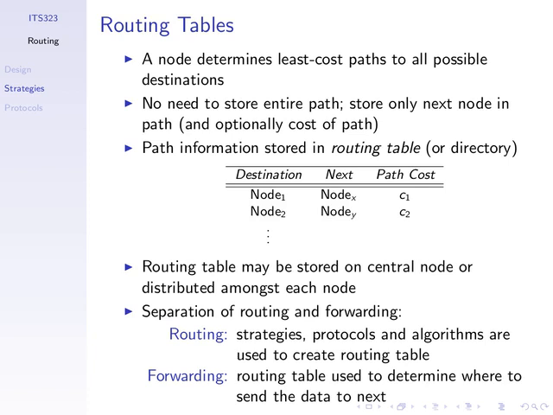So when a packet arrives at node 1, it checks the destination of the packet. Okay, destination is node 6. Look in the table, destination node 6, send to node 4. We send to node 4.